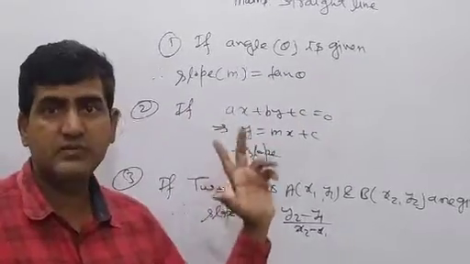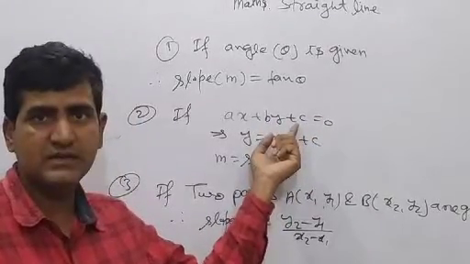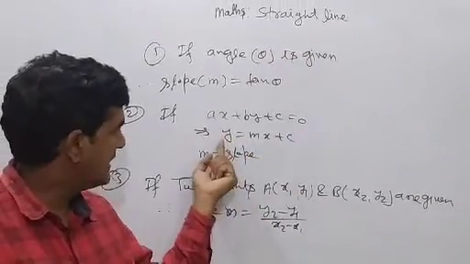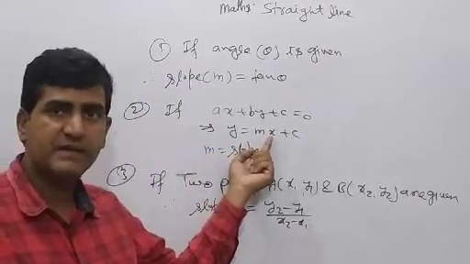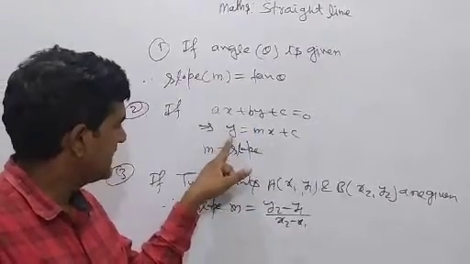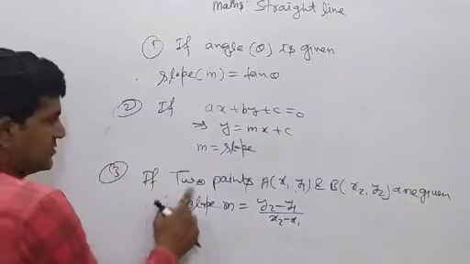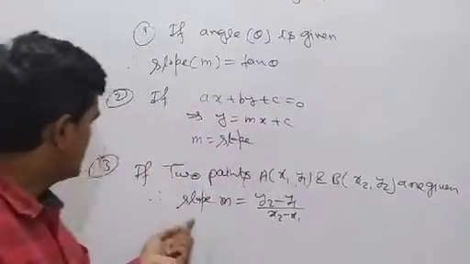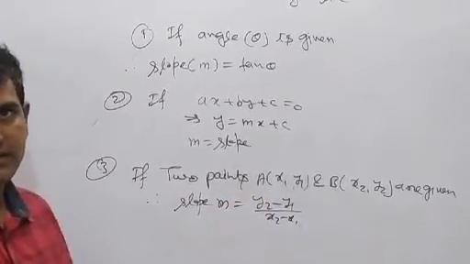If any linear equation in two variables, ax plus by plus c is equal to 0, is given, first of all we have to change this equation into y is equal to mx plus c. Y is the dependent variable and x is the independent variable. So we solve for y from this equation: y is equal to mx plus c, where m is the slope. And if two points A (x1, y1) and B (x2, y2) are given, then slope m is equal to y2 minus y1 upon x2 minus x1. Is it clear?